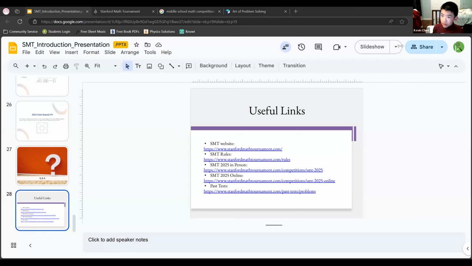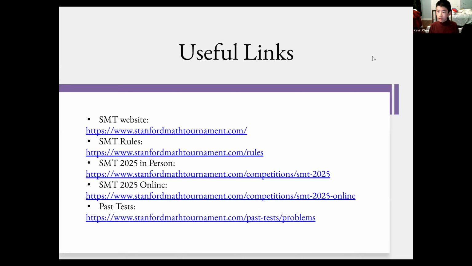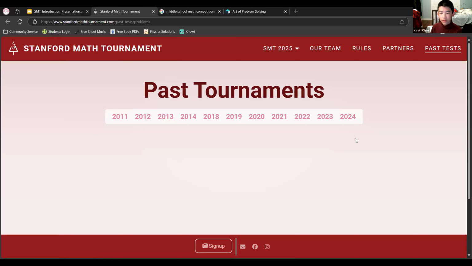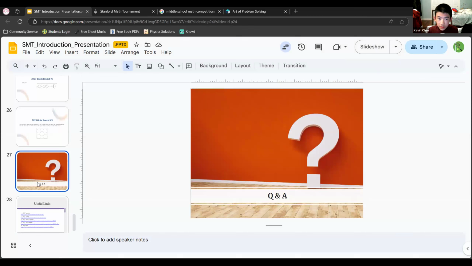Does anyone have any more questions? Oh yeah, also in the slideshow here, here are the useful links. It's the overall SMT website, so the rules are over here. Also the past tests are really useful if you want to review. If you navigate into the SMT website, look at the sections up here and click on past tests. Does anyone have any more questions, or does this presentation answer all your questions?